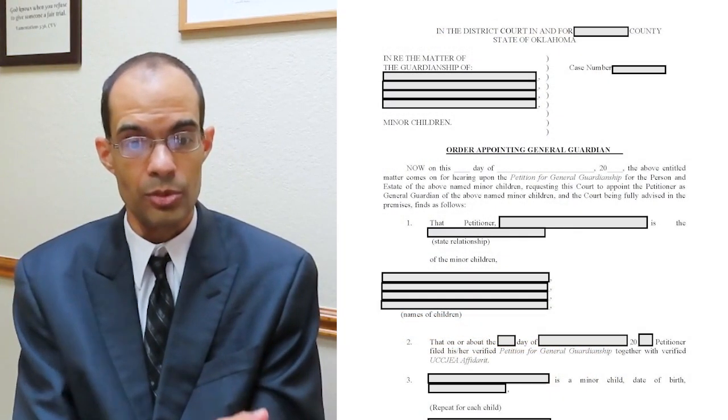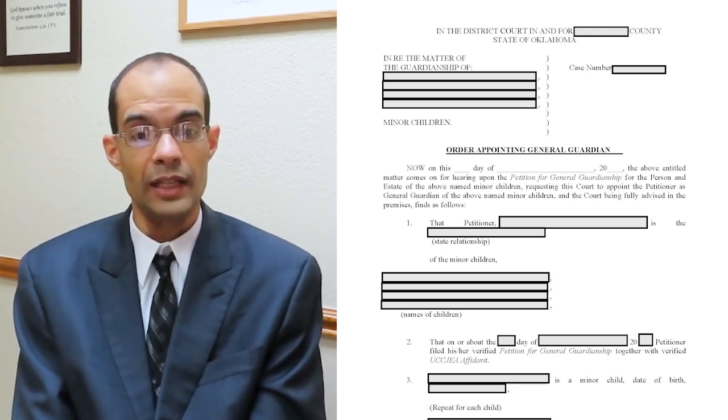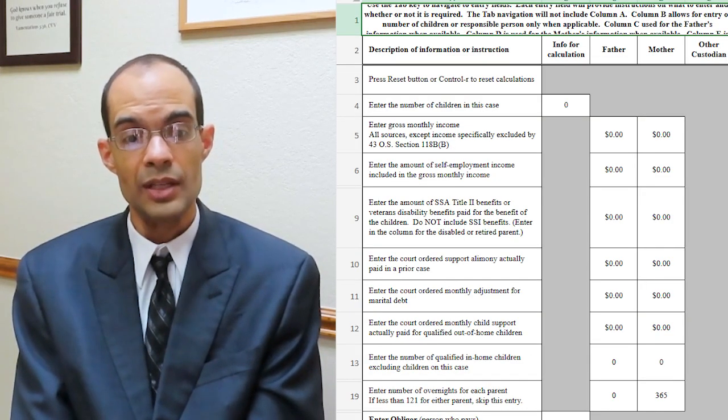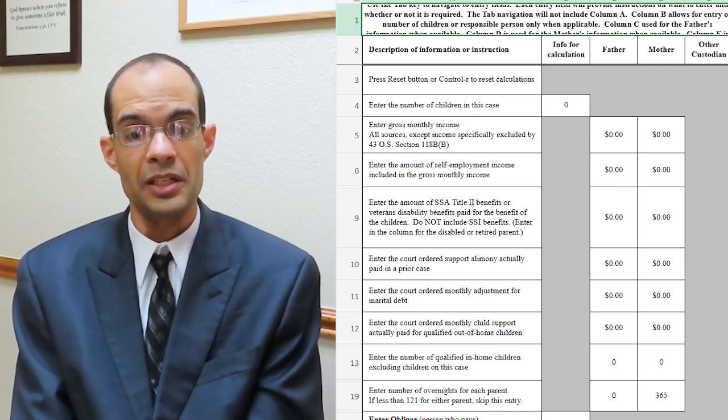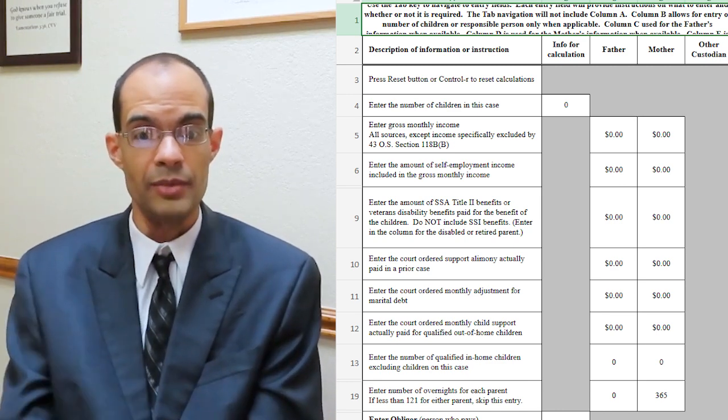Now, when the judge is ready to appoint you general guardian, you take to court the following forms. This order appointing general guardian, you see that right there. When you fill out this form, you'll also have to file a child support computation along with it. Typically, the judge will order each parent to pay child support, so they'll have to fill out this child support computation. You see that form next to me.